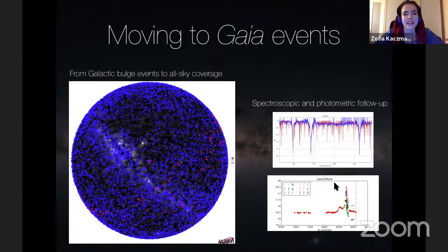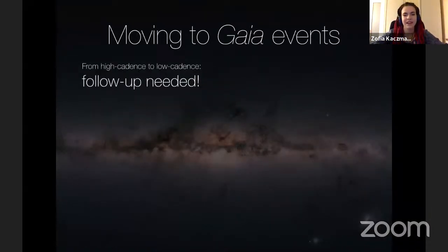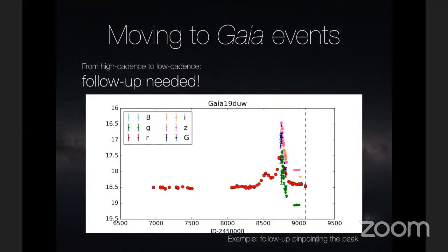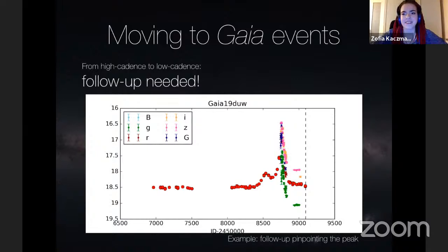So here I would like to really highlight it, because it is a problem for us when we are moving from high cadence observations to low cadence, to Gaia cadence observations. We really need follow-up to model most of those events. And here, as a positive motivation, I will show one event when the follow-up actually made it possible for us to pinpoint the peak of the event. So in Gaia data, there was this huge gap that only because of follow-up we were able to know how high is the peak and when it happens.